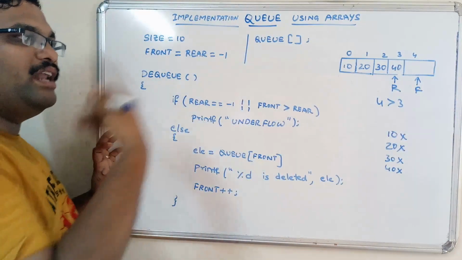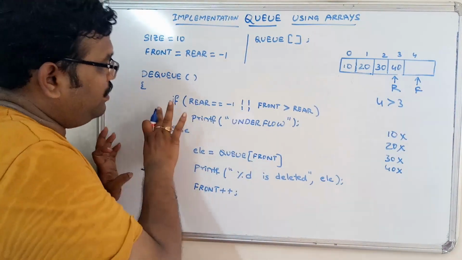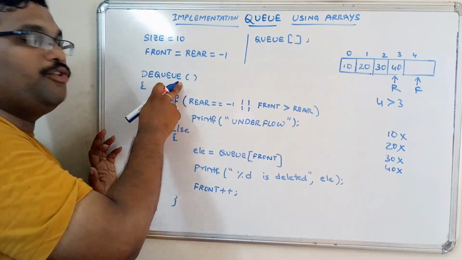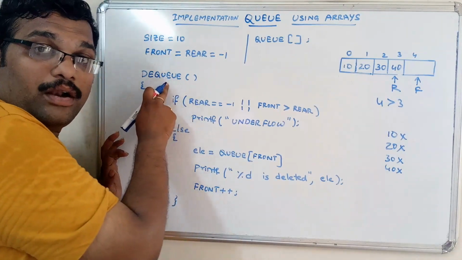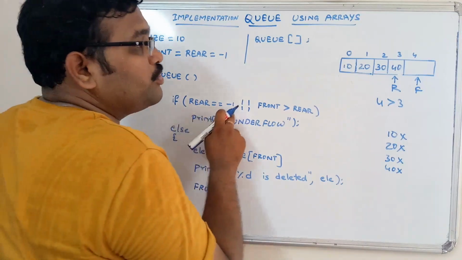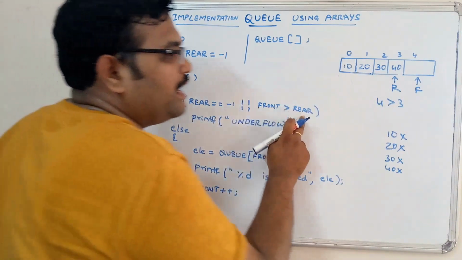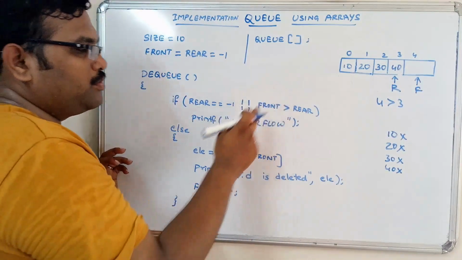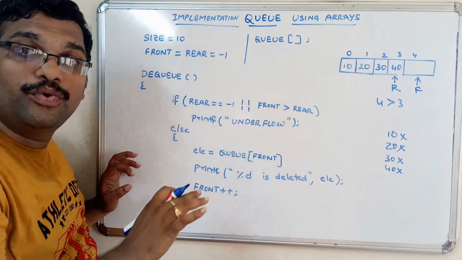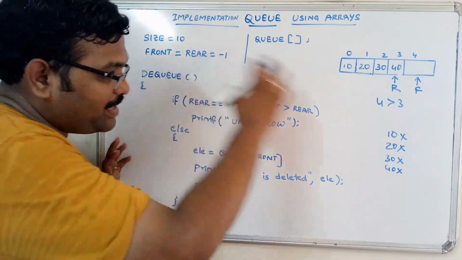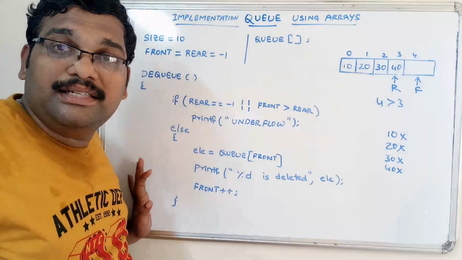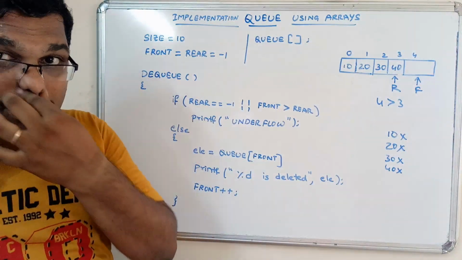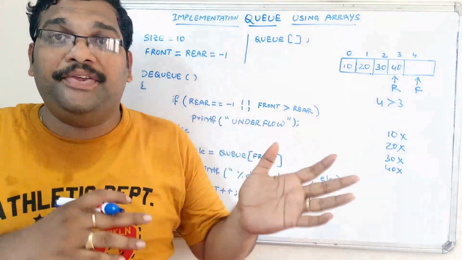Now again, if you are applying this DQ operation, rear is equal to -1, false, and front greater than rear. So 4 greater than 3, condition is true. So underflow, that means our queue is empty. So this is how we can apply the deletion operation on queues. Right? So hope you understood this insertion and deletion, NQ and DQ.